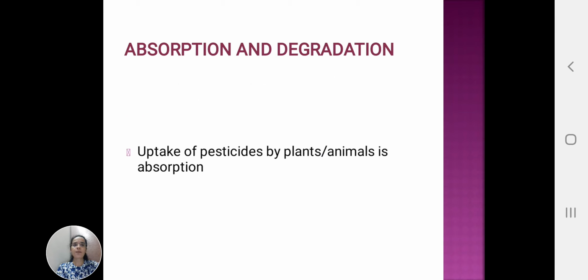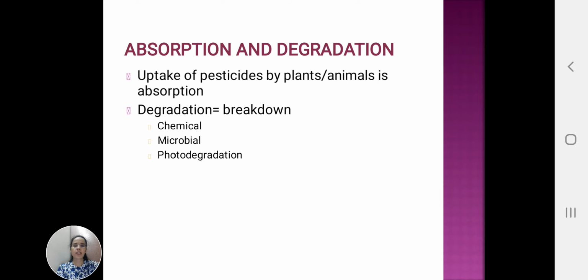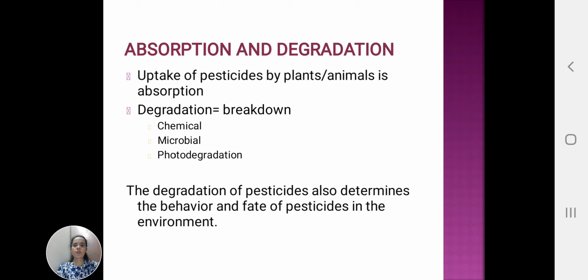Absorption and degradation. The uptake of pesticides and other chemicals into plants, animals or microorganisms is called absorption. Most pesticides break down once they are absorbed. Degradation is the breakdown process which can occur either chemically, microbially, or through light, that is photodegradation. And degradation of the pesticide also determines the behavior and the fate of the pesticide in the environment.